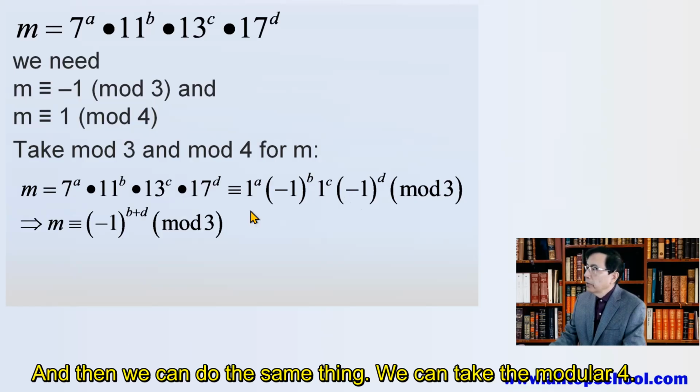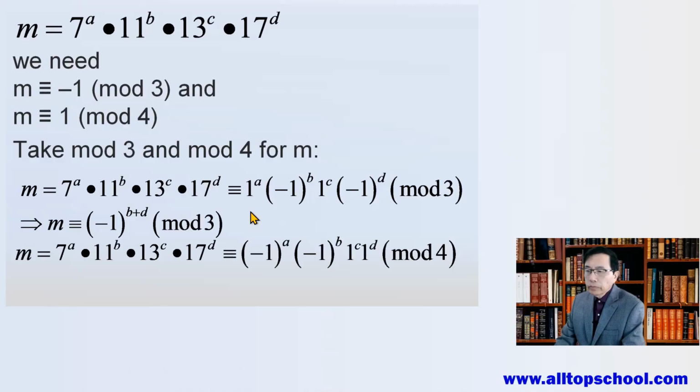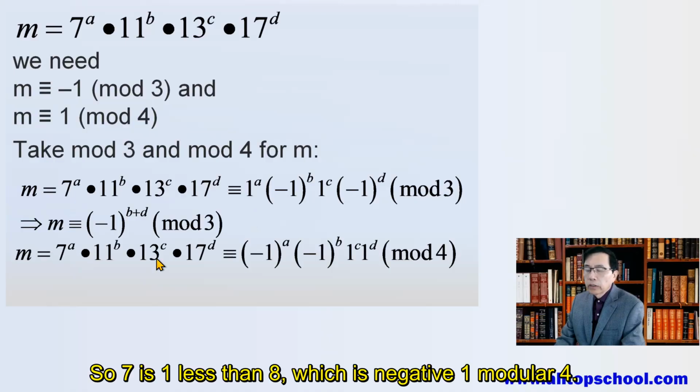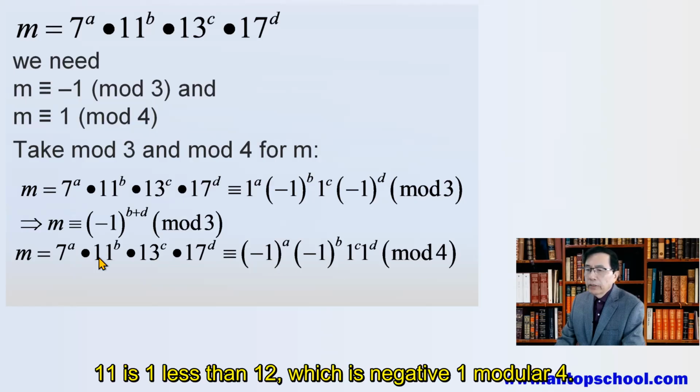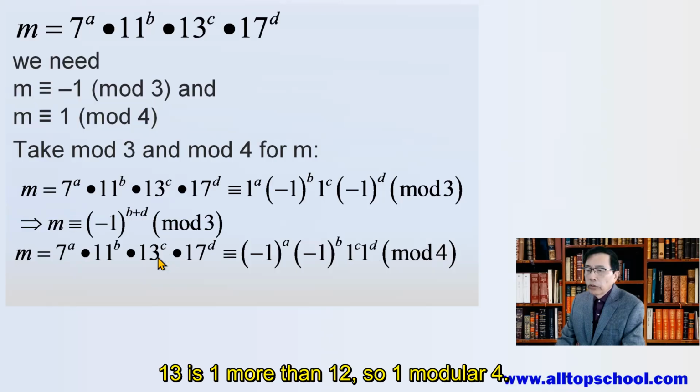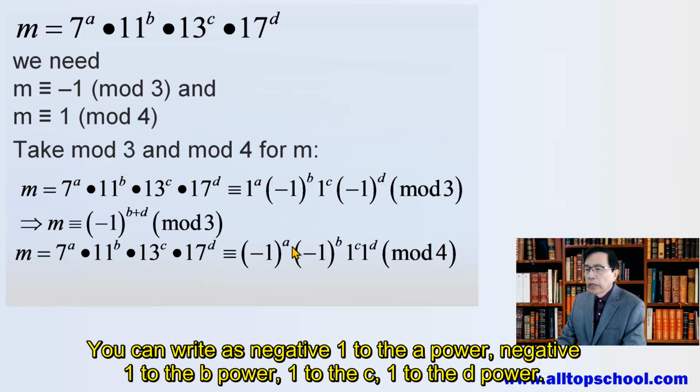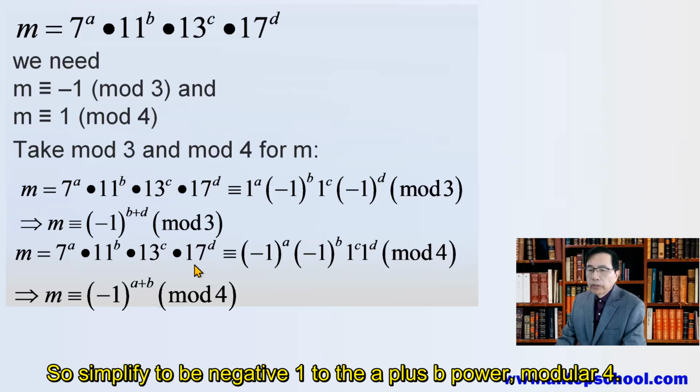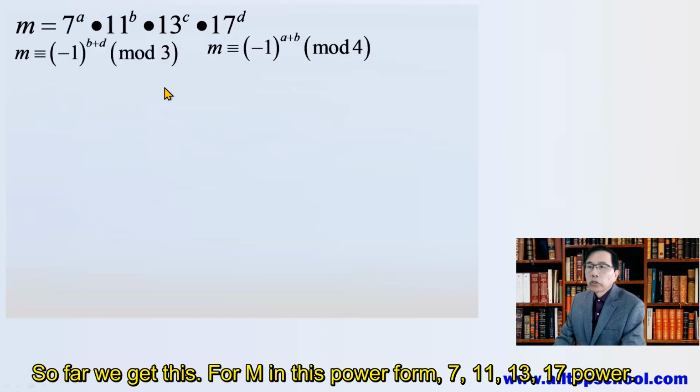And then we can do the same thing, taking the modulo 4. 7 is 1 less than 8, which is -1 modulo 4. 11 is 1 less than 12, which is -1 modulo 4. But 13 is 1 more than 12, so 1 modulo 4. 17 is 1 more than 16, so 1 modulo 4. You can write this as -1 to the a power, -1 to the b power, 1 to the c, 1 to the d power. So it simplifies to -1 to the a plus b power modulo 4. So far we get this.